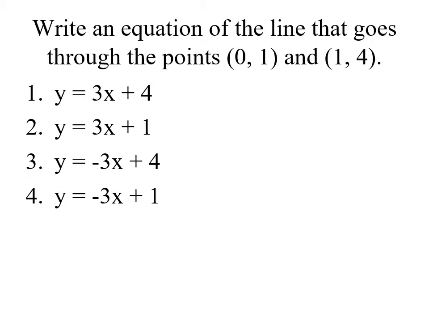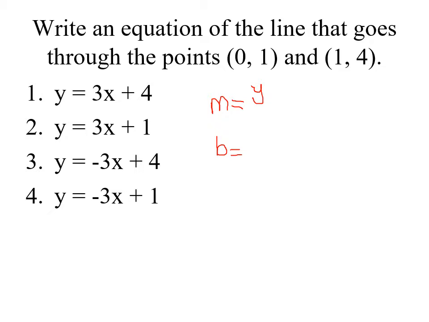Okay, so now do this one on your own. Write an equation of a line that goes through the points (0, 1) and (1, 4). Remember, we need two things. We need the slope and the intercept.